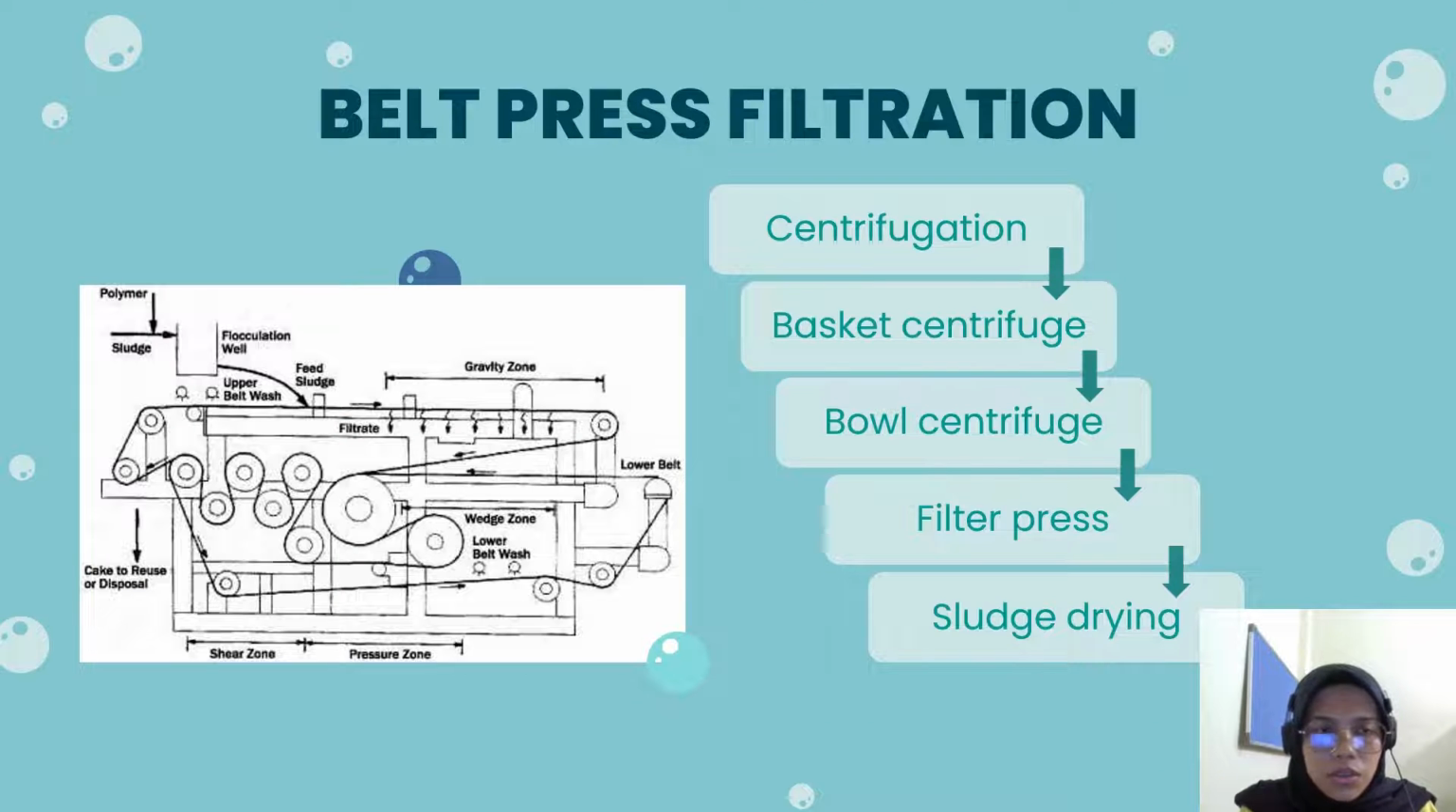Next is belt press filtration. The figure shows a belt press machine. Belt press filtration consists of centrifugation, basket centrifuge, bowl centrifuge, filter press, and finally sludge drying.